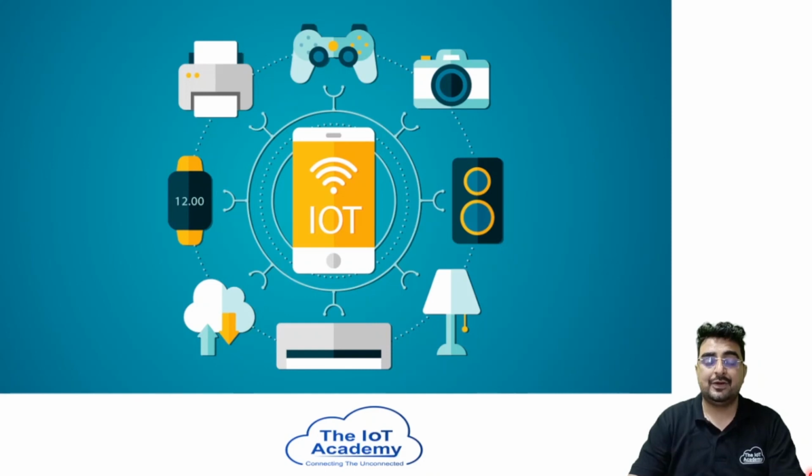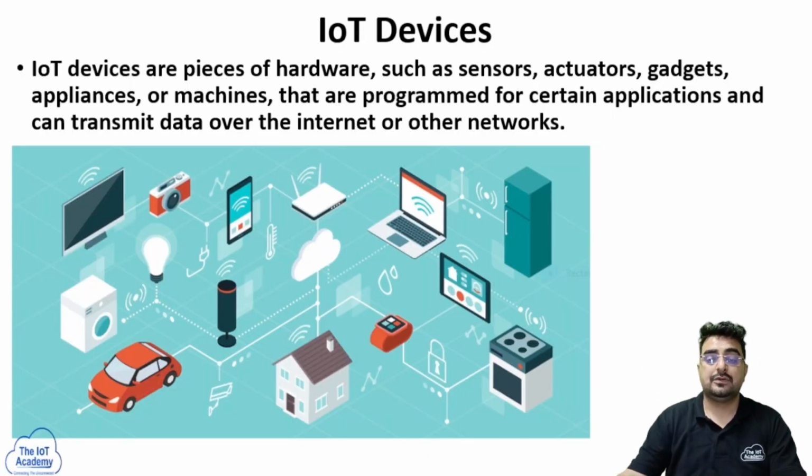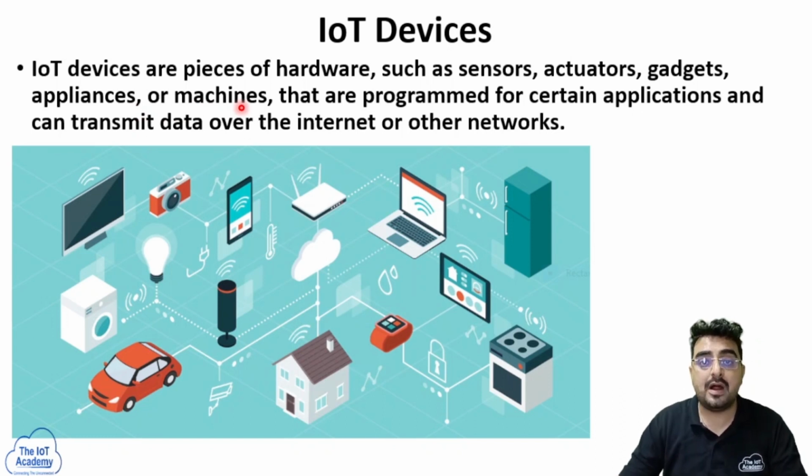Hello everyone. Today we will see about the IoT devices. So what is IoT devices? IoT devices are pieces of hardware such as sensors, actuators, gadgets, appliances or machines that are programmed for certain applications, and these devices can transmit data over the internet, or they can send data to other networks also.